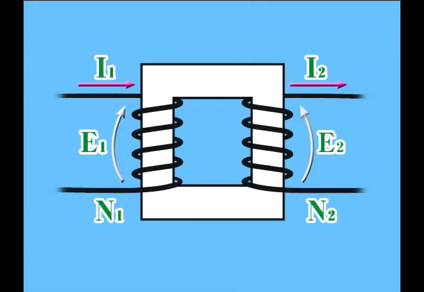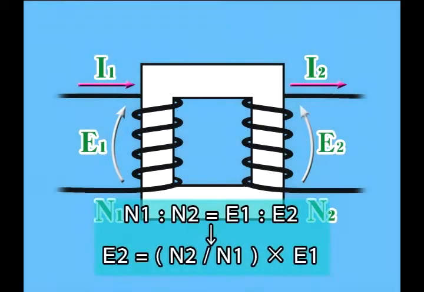Let's look at the transformer turns ratio, using as our example a transformer with a toroidal core. If we take the number of primary turns as N1, that of secondary turns as N2, input voltage applied to primary turns as E1, and the output voltage of secondary turns as E2, then we have this formula. And we can rewrite it like this.